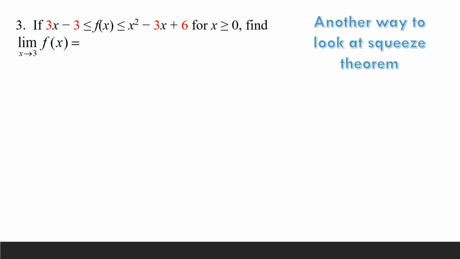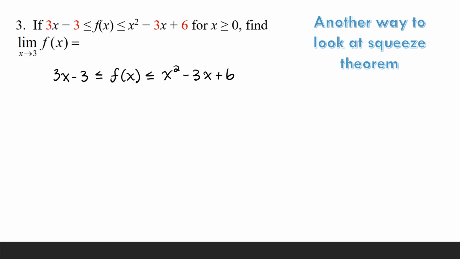Here's another way to look at Squeeze Theorem for this problem. Same problem, still Squeeze Theorem, just a different way to go about it. So we have this 3x minus 3 is less than or equal to f of x is less than or equal to x squared minus 3x plus 6. Now, taking a limit is very similar to an operation. So just like you could add 3 to each piece of this inequality, you can also take the limit of each piece of this inequality.